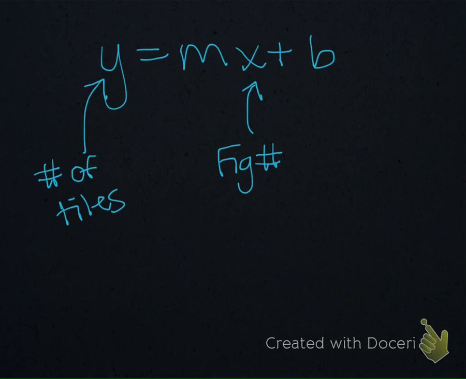Then as you guys worked with these patterns, you started to realize some awesome shortcuts. For instance, that b represented the number of tiles that existed in figure 0.